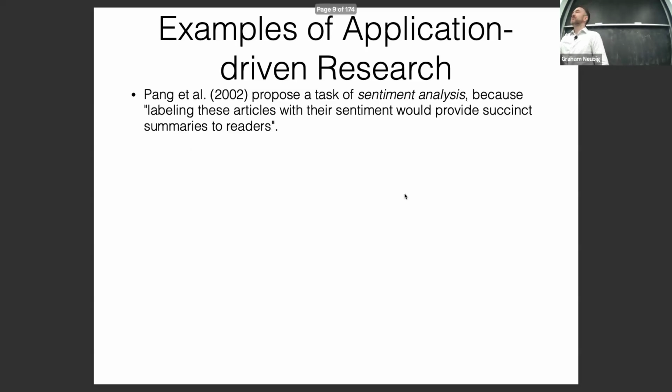So here are a few examples of application-driven research. For example, Pang et al. proposed the task of sentiment analysis. So actually, there was a paper 22 years ago that proposed the task of sentiment analysis. It might seem very normal nowadays, but there was a paper that proposed it back then. And they proposed sentiment analysis because labeling articles with their sentiment would provide succinct summaries to the readers. So they basically wanted to provide information to readers, and that would be useful.